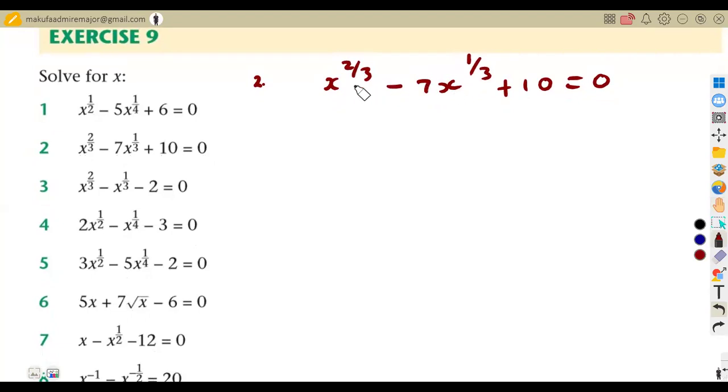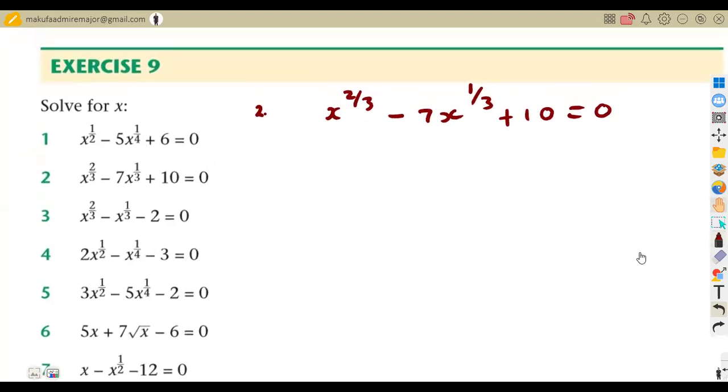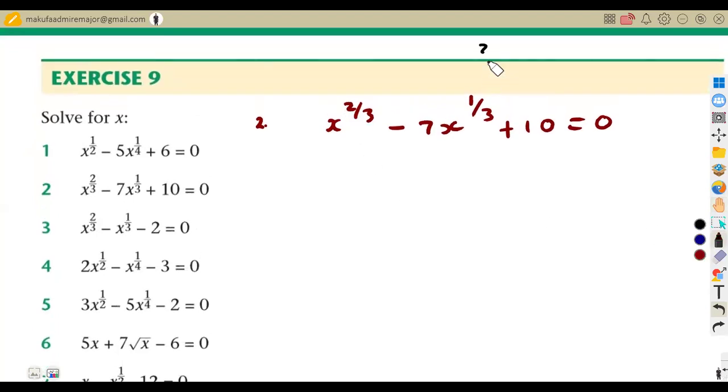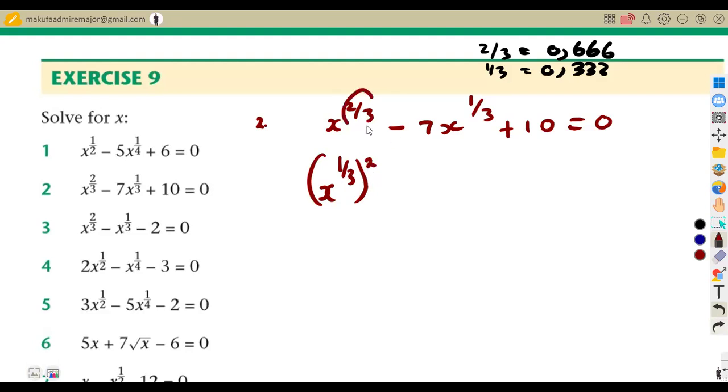If we check here, 2/3 and 1/3, we'll see that 2/3 is the one that is bigger. 2/3 as a decimal is 0.666, then 1/3 is 0.333. So we are seeing that 2/3 is the one that is bigger in terms of the decimal. So we said we write it in terms of the smaller one. We are going to write this as x to the exponent of a third, which is the smaller one. But what are we going to use here so that we obtain the same exponent 2/3? As you can see, that's to the exponent of 2. If you multiply 1/3 times 2, you get 2/3.